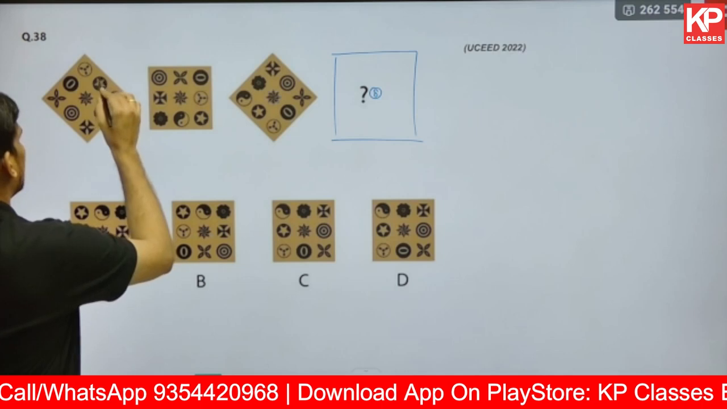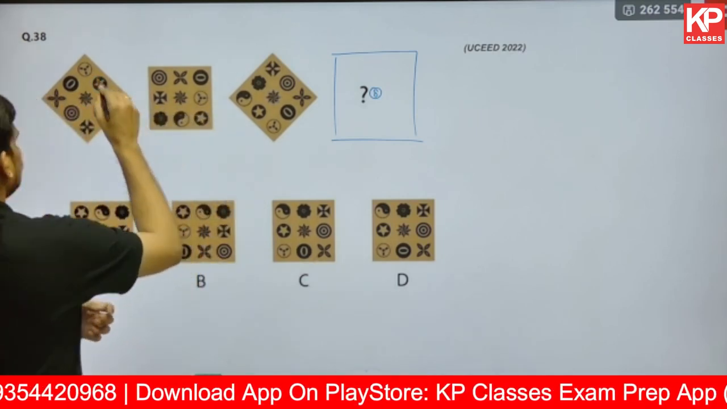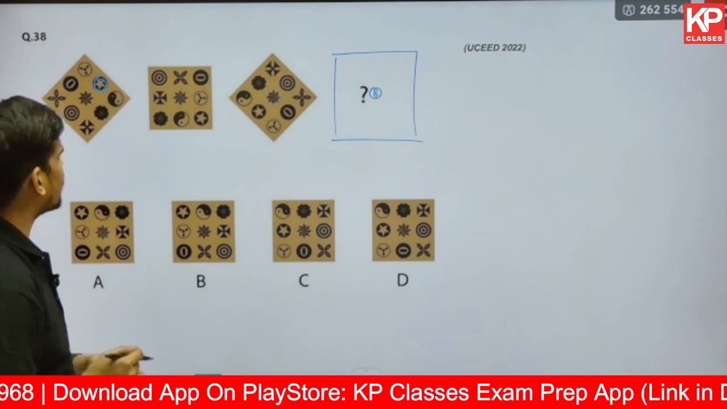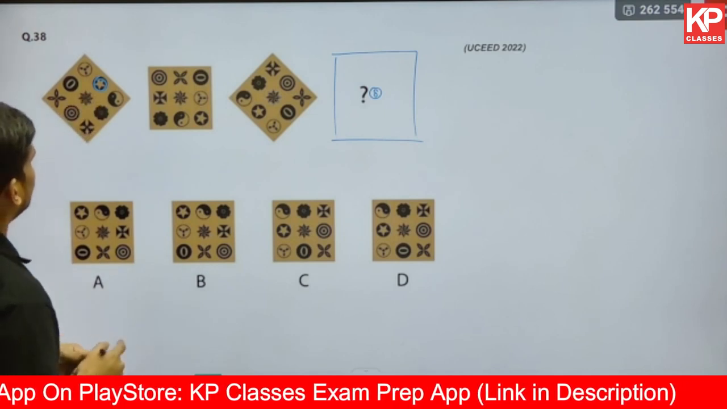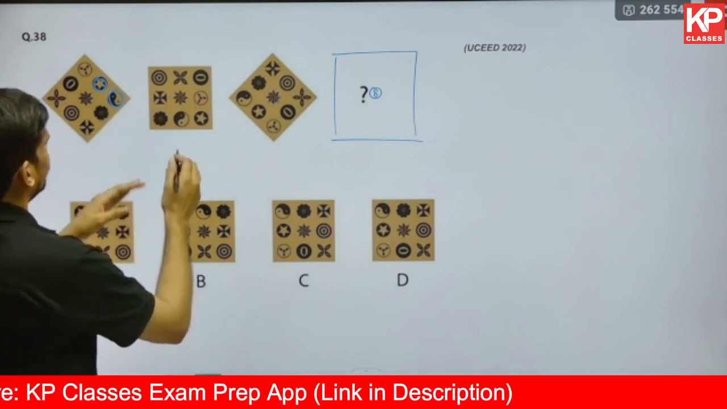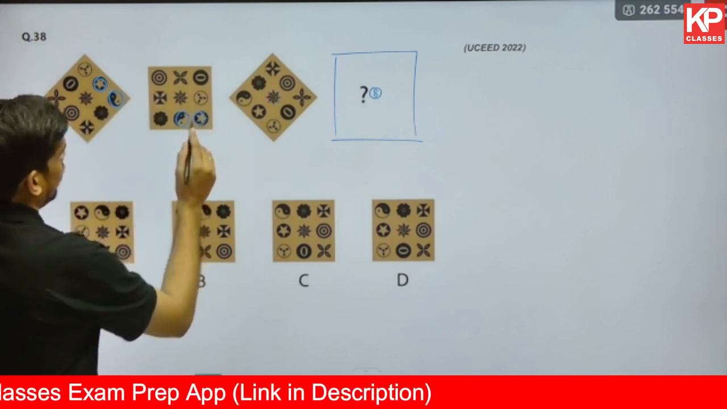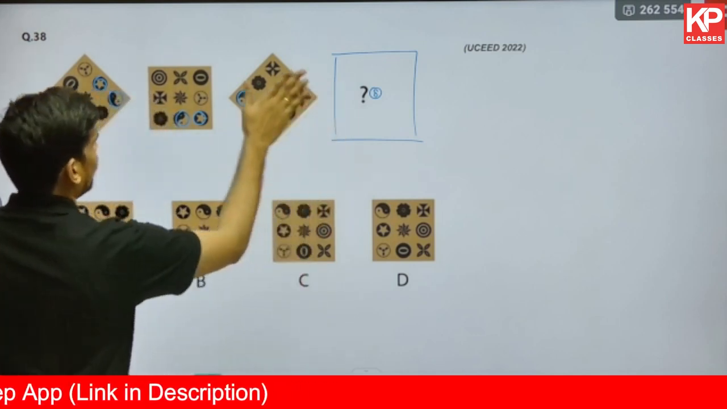So for me, let us say I'm looking for this particular five-pointed star, or let us say yin yang. I have this yin yang and then the five-pointed star. The yin yang and the five-pointed star, they are together. So what do I observe?